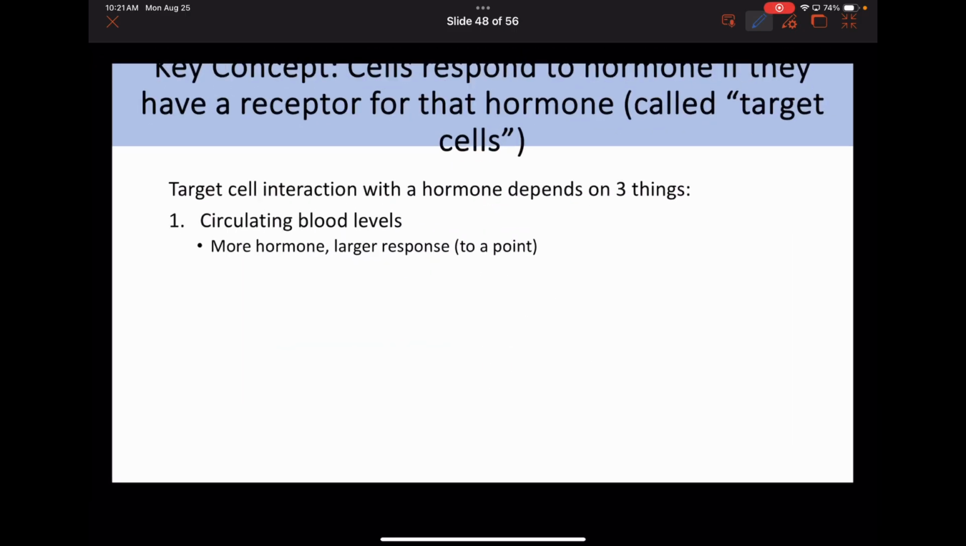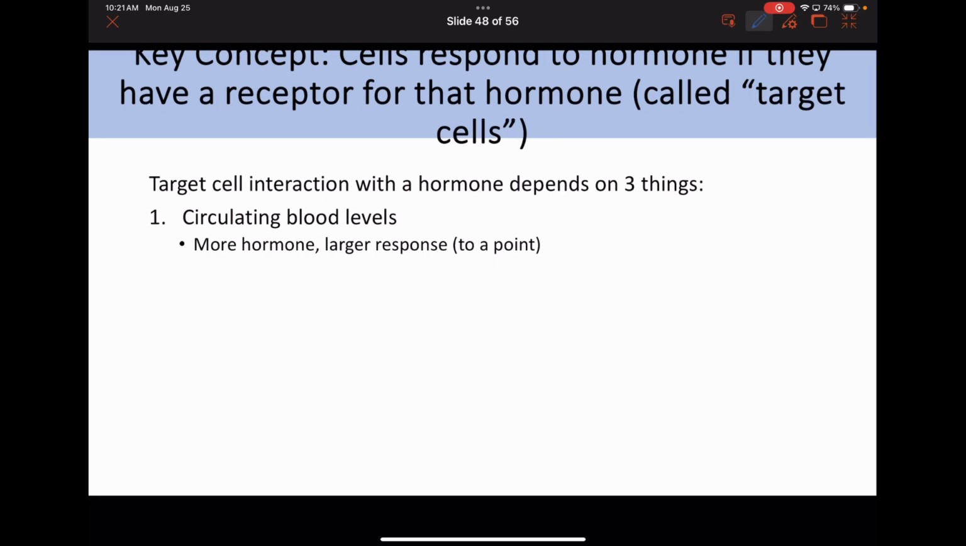And so you'll have to learn, and we'll talk about it when we get back on Wednesday. You'll have to know what the hormone is, what it targets, and what type of cells it's going to be binding to. So we'll get to that on Wednesday. Target cell interaction with the hormone depends on three things.